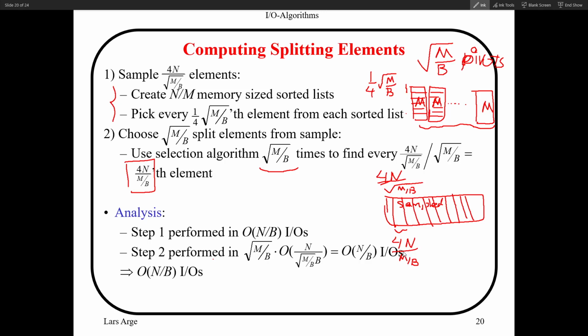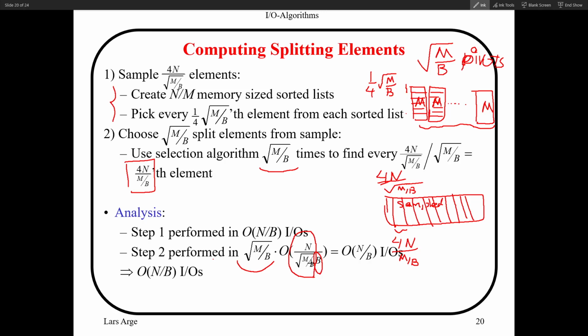Let's look at the runtime analysis first. Step 1 obviously can be done in n over b IOs. This we already covered. Let's look at step 2. In step 2, I will need to use the median finding algorithm this many times for every block, ignoring the constant factors. And the running time is going to be this much because it's the size of this divided by b. Because that's the number of elements I have, right?